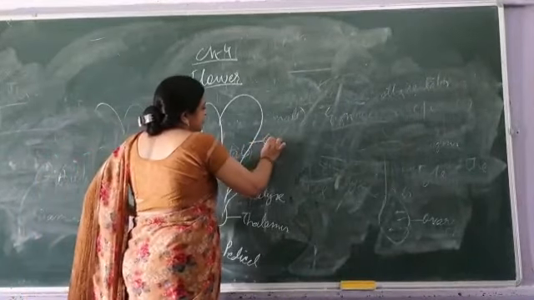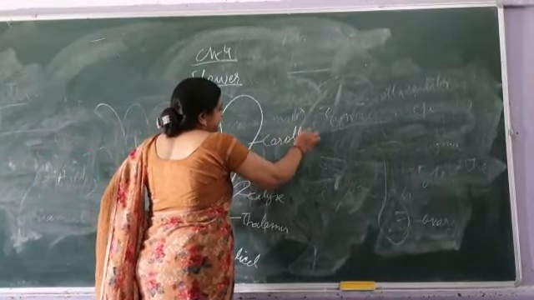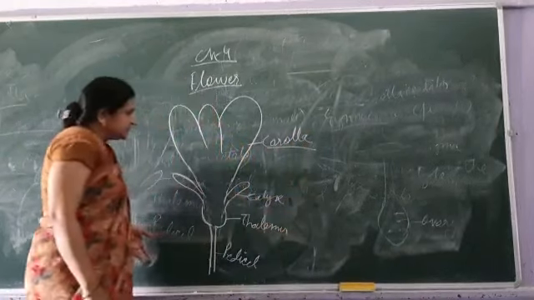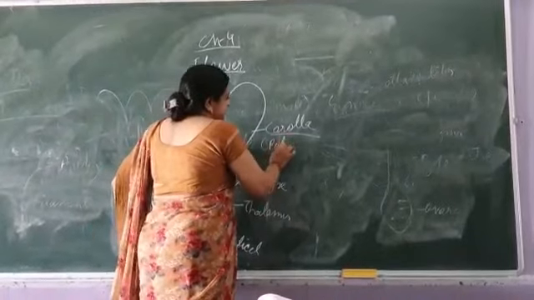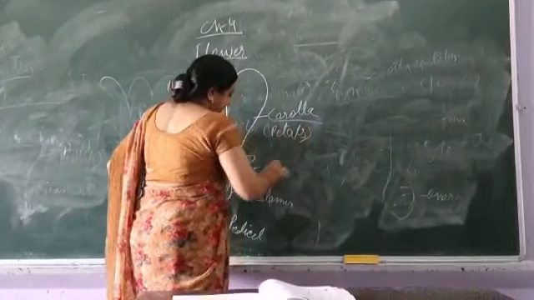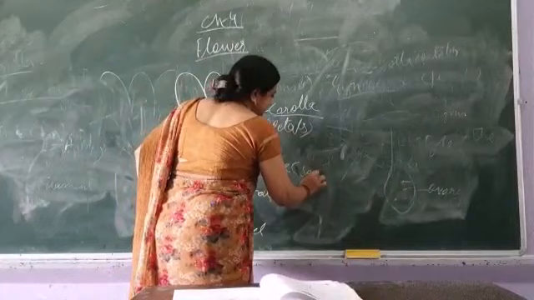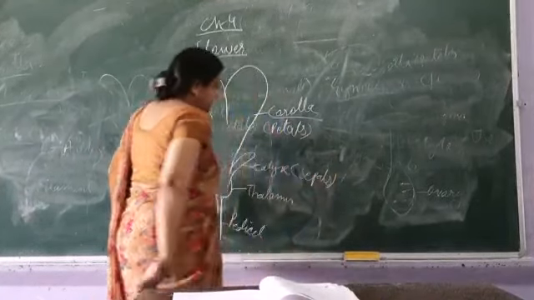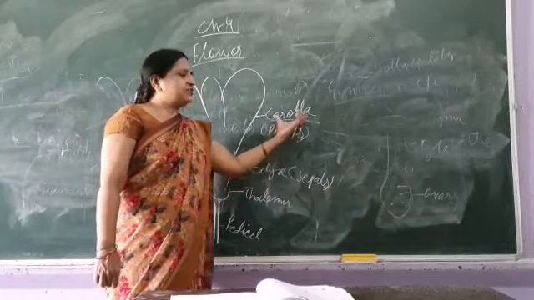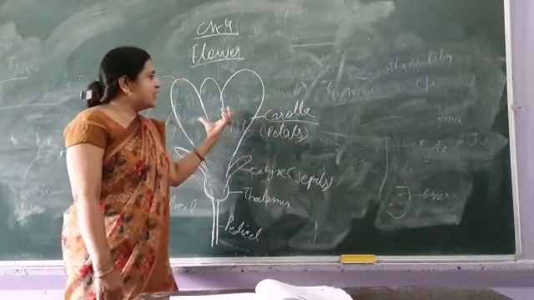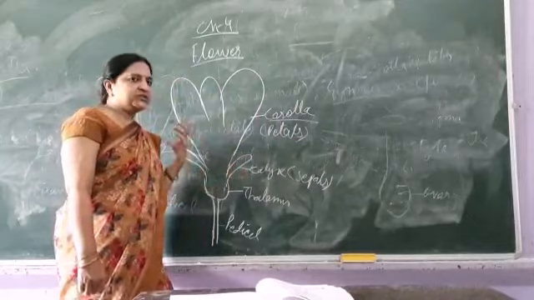This colored structure is called corolla. Corolla is made up of petals, and calyx is made up of sepals. Collectively, these sepals are called calyx, and petals are collectively called corolla. This is the colored part of the flower, and this is the green part of the flower.